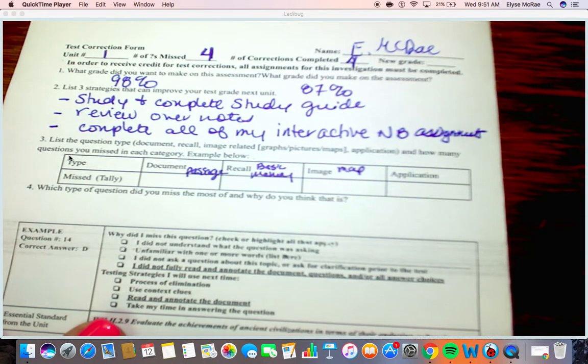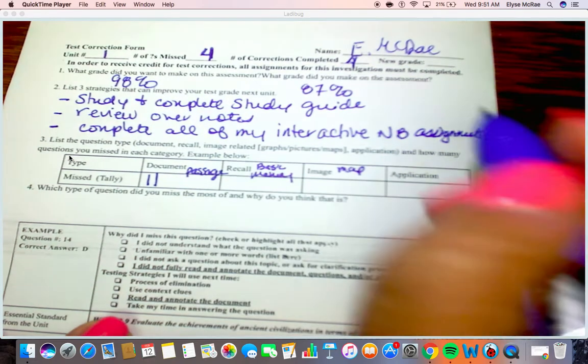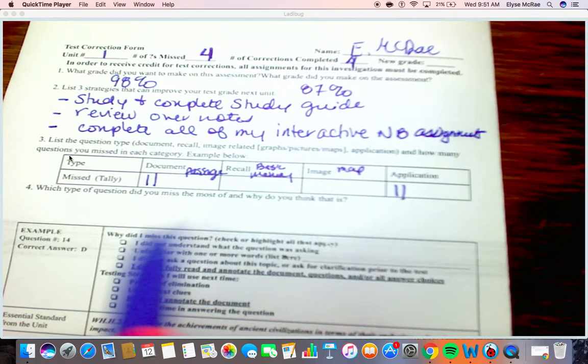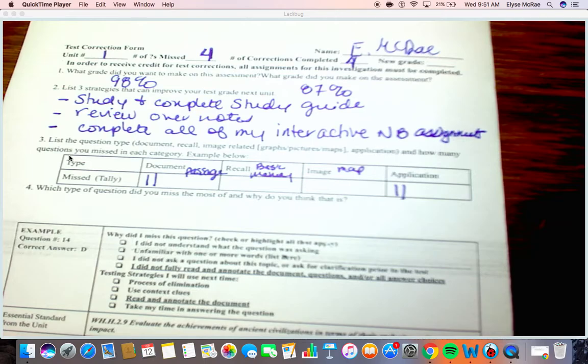So I only missed 4 questions, and the 2 questions that I missed were 2 passage questions when I looked at them, and then I also missed 2 applications, okay? And what type of question did I miss the most? Well, I missed passage, document questions, and application the most, okay?